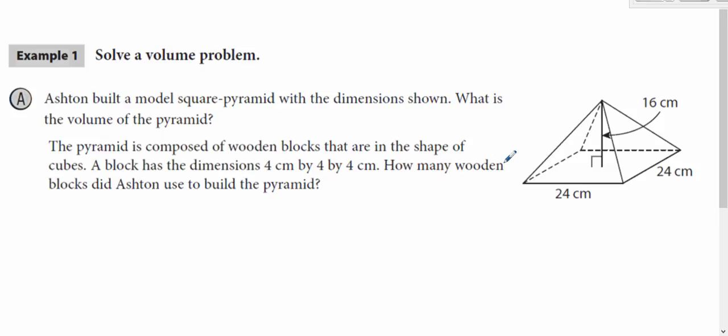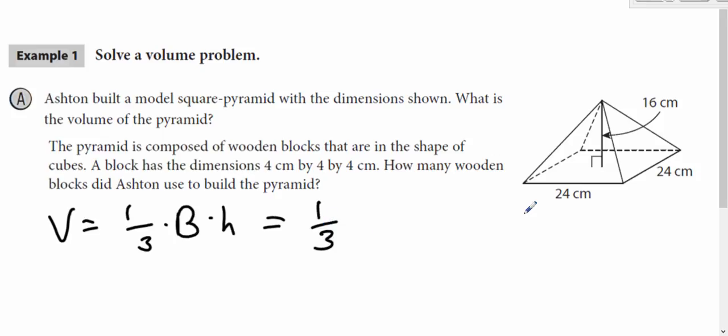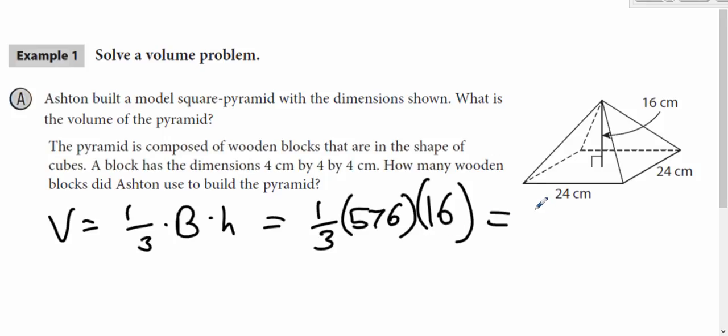So the volume of the pyramid is 1/3 area of the base times the height. So the area of the base is 24 times 24, because it's a square. That's 576. Times the height, which is 16. And then times the 1/3, which is really just divided by 3. That would be centimeters cubed.